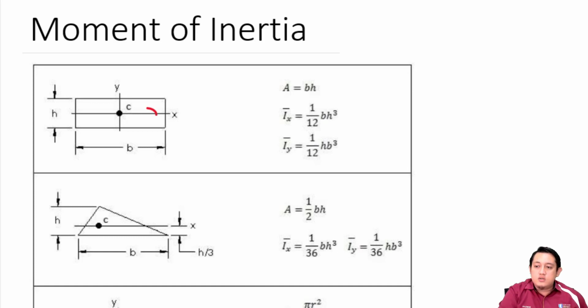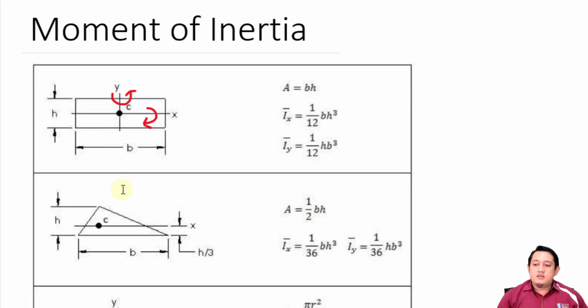So that means when we want to rotate, or bend, like this in the x-axis. And Iy bar is the moment of inertia about the y-axis. So when we want to rotate like this, that is the difficult one. And B here represents the length of this base, and H is the height of this rectangle.